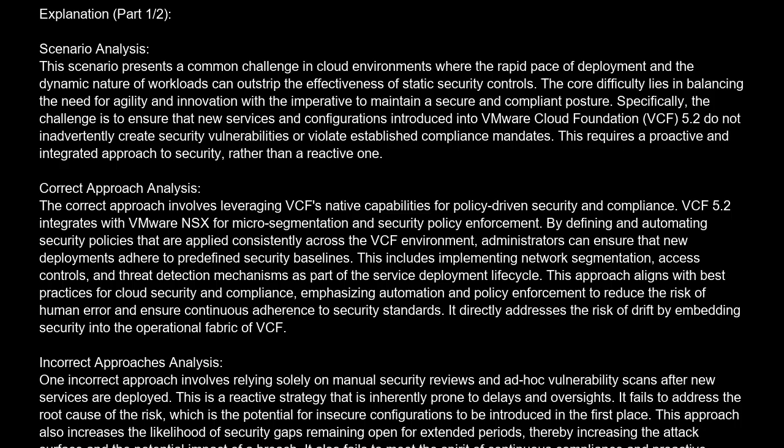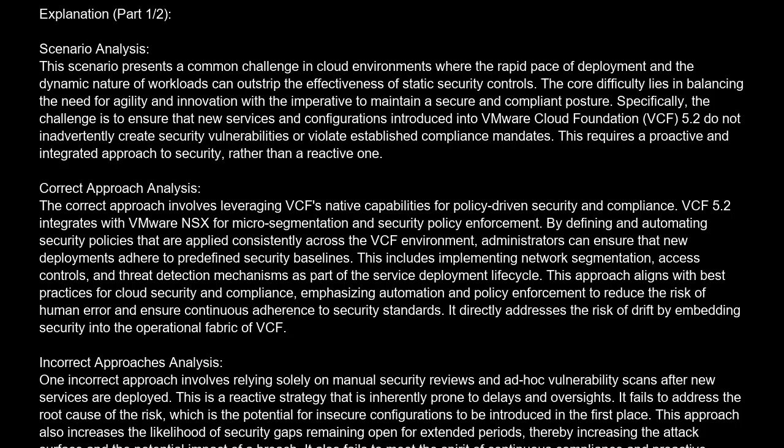Explanation: scenario analysis. This scenario presents a common challenge in cloud environments where the rapid pace of deployment and the dynamic nature of workloads can outstrip the effectiveness of static security controls. The core difficulty lies in balancing the need for agility and innovation with the imperative to maintain a secure and compliant posture. Specifically, the challenge is to ensure that new services and configurations introduced into VMware Cloud Foundation, VCF 5.2, do not inadvertently create security vulnerabilities or violate established compliance mandates. This requires a proactive and integrated approach to security rather than a reactive one.